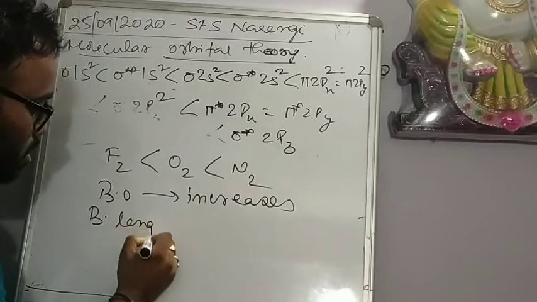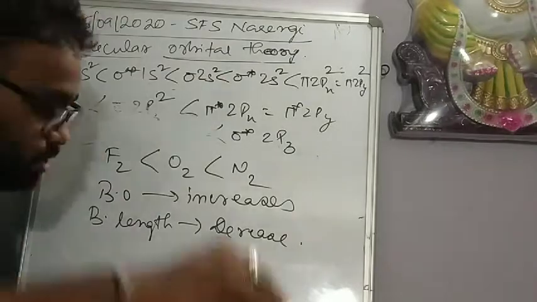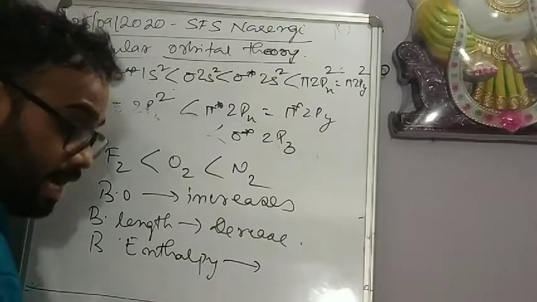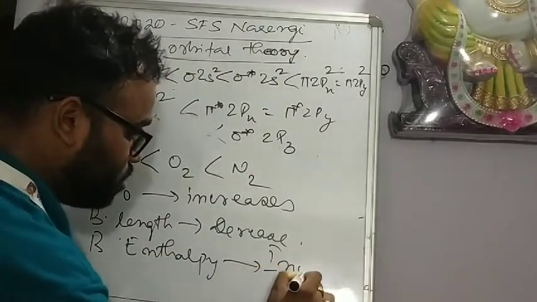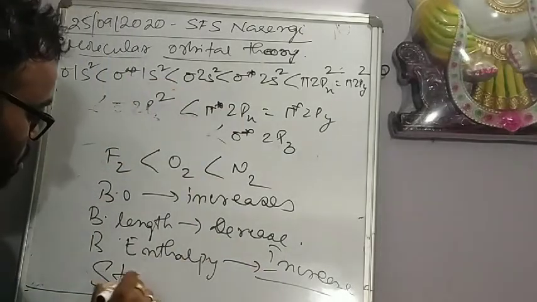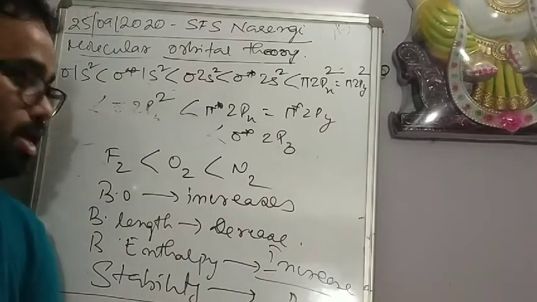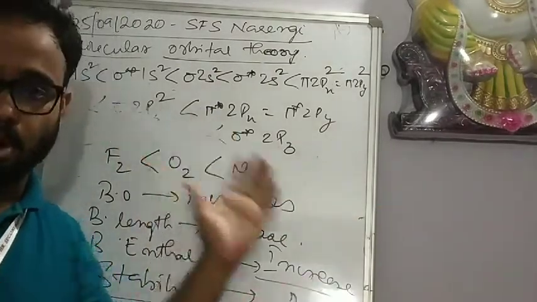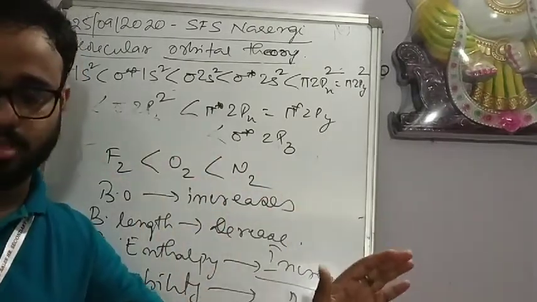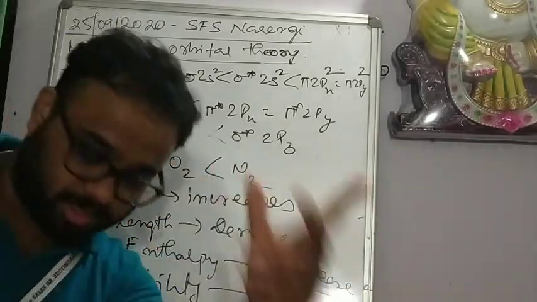Bond length will decrease because of the inverse relation, I gave the notes, and bond enthalpy will increase because bond enthalpy increases with bond order, and stability will also increase. So stability, bond order and bond enthalpy all increase, only bond length decreases because bond length is inversely proportional to bond order. Now I will just twist the question once, you see.